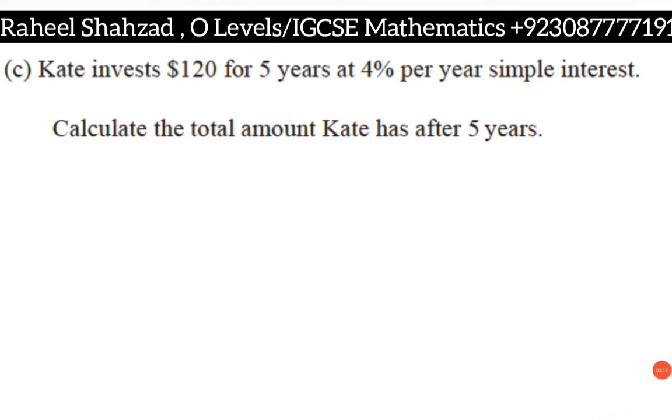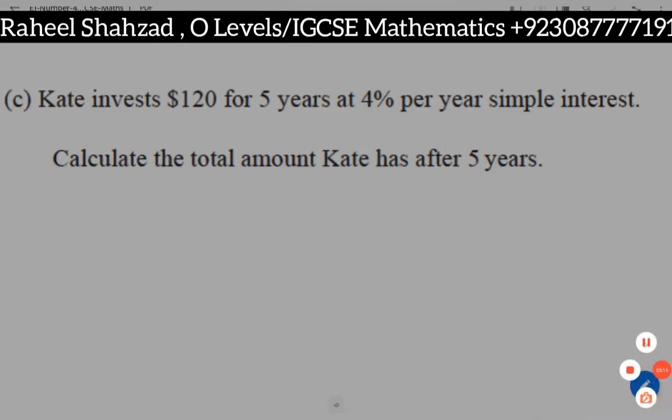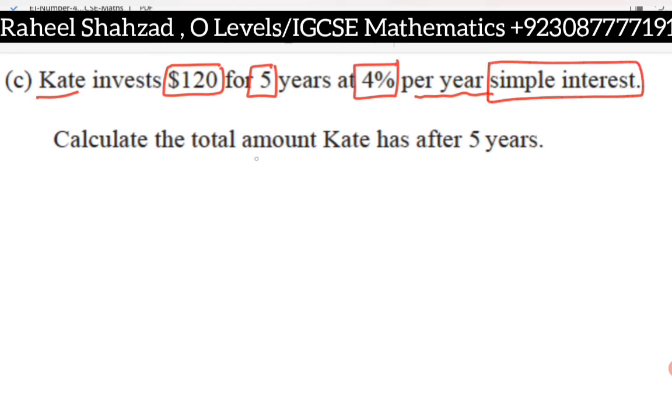Okay. Here is another question. Just a minute. Okay. So guys, here is another question that states that Kate invested $120 for 5 years at an interest rate of 4% per year, simple interest. Okay. And calculate the total amount Kate has after 5 years.